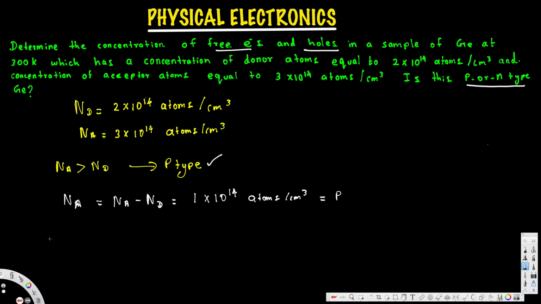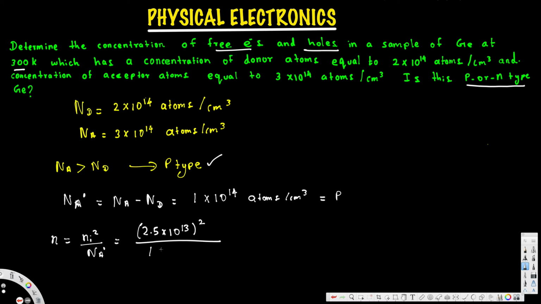Now to find the minority concentration, we just have to use the mass-action law. That's given by n is equal to ni square divided by Na. Here ni is nothing but the intrinsic concentration of germanium, and they have mentioned germanium at 300 Kelvin. So that one is 2.5 times 10 to the power of 13. This is the intrinsic concentration of germanium at 300 Kelvin, and that squared is divided by Na prime, that's the new hole concentration.